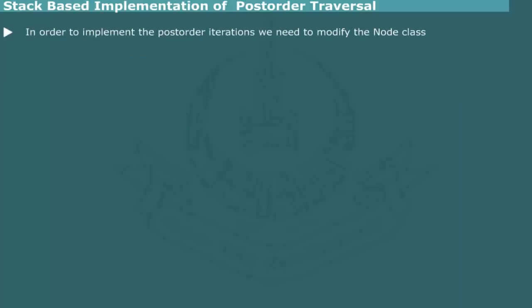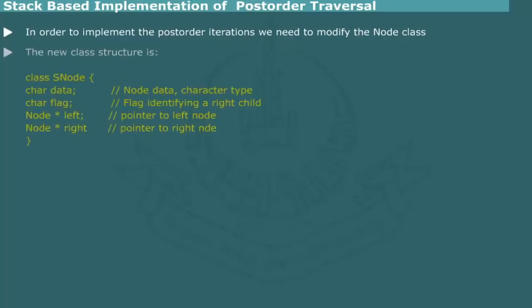In order to implement the post-order iterations, we need to modify the node class to include a flag, which can be a $ sign for a right child and space otherwise. The new class structure is shown in figure. It is renamed as snode to make a distinction. The code for implementing the post-order procedure using a stack is shown in demonstration.